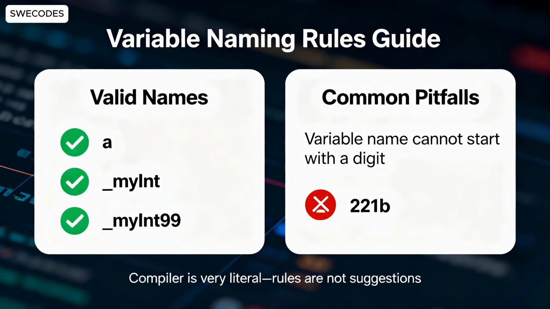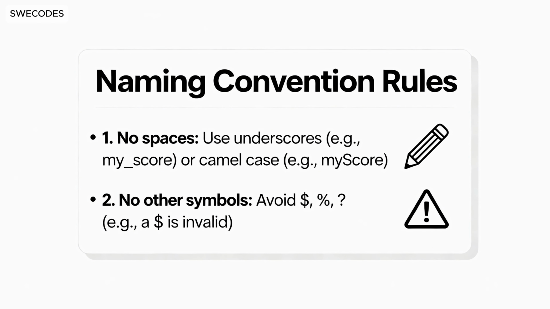Now the common pitfalls. The compiler is very literal, so these rules are not suggestions. First, a variable name cannot start with a digit. 221b is invalid. The compiler reads the 2 and expects a number, not a name. Second, no spaces. my score looks like two separate commands to the compiler. If you need a space, use an underscore like my_score or use camel case like myScore.